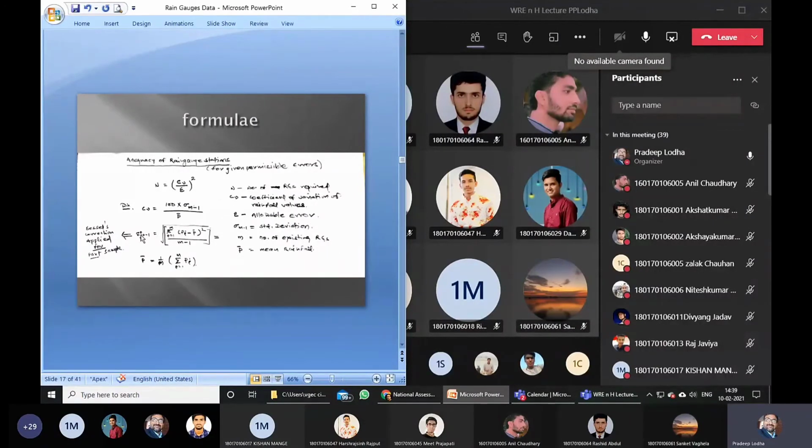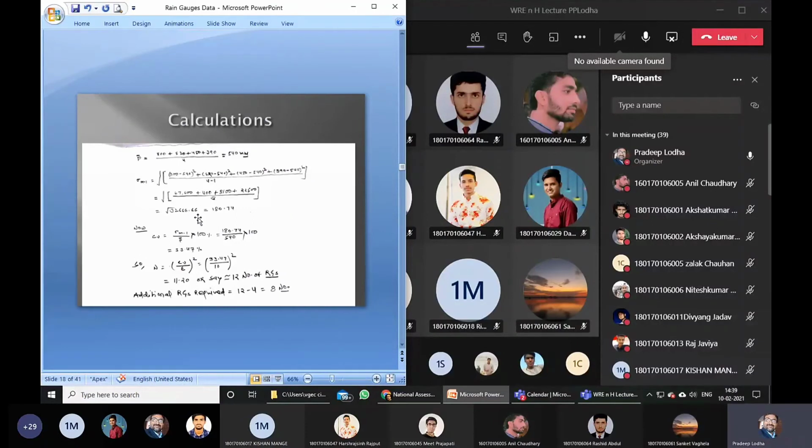So this will give us sigma, and if we put the value of sigma here, we'll get CV, and if we put the value of CV here with the permissible error, in this case 10%, we will get the value of N. N is the required number of rain gauges.